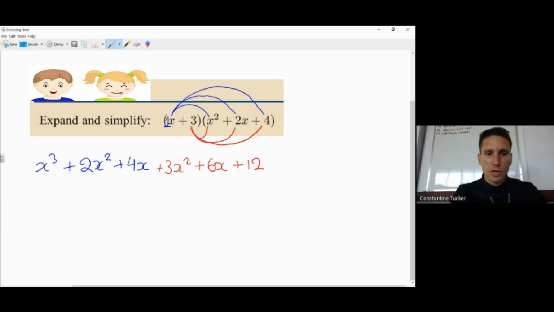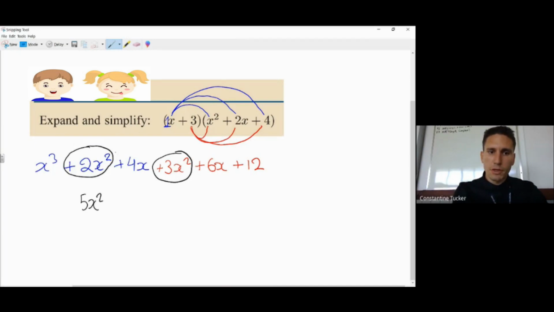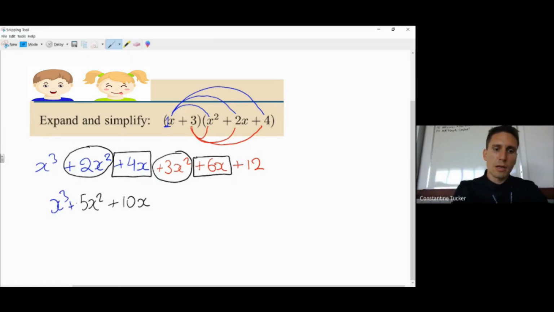So what I'll do now is I'll use black ink to circle all the like terms. So notice here we've got plus 2x squared, and then later on we have plus 3x squared. Well, that is actually 2 lots of x squared plus 3 lots of x squared. So that will give us 5 lots of x squared. And then let me use rectangles for the other terms. So here we have plus 4 lots of x plus 6 lots of x. Well, that's 4 lots of x plus 6 lots of x, which gives us plus 10 lots of x. And let's not forget to copy that x cubed in the beginning. And at the end, we will also have a plus 12.